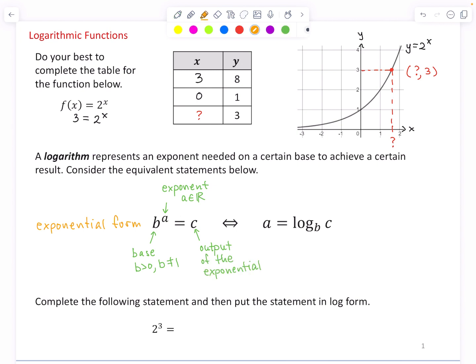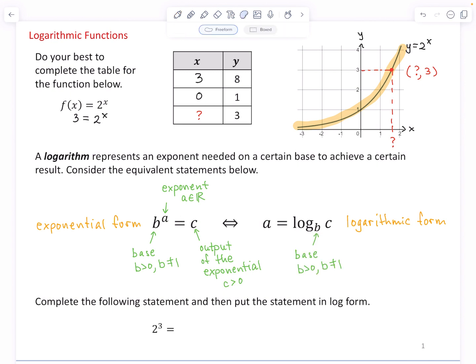And as a reminder, looking at the graph of y equals 2 to the x, the outputs of an exponential statement must always be positive. Now this symbol here in mathematics is a double implication. It means that the statement on the left and the statement on the right are considered logically equivalent. The statement here on the right is known as logarithmic form. The roles of a, b, and c are the exact same roles of a, b, and c in exponential form.